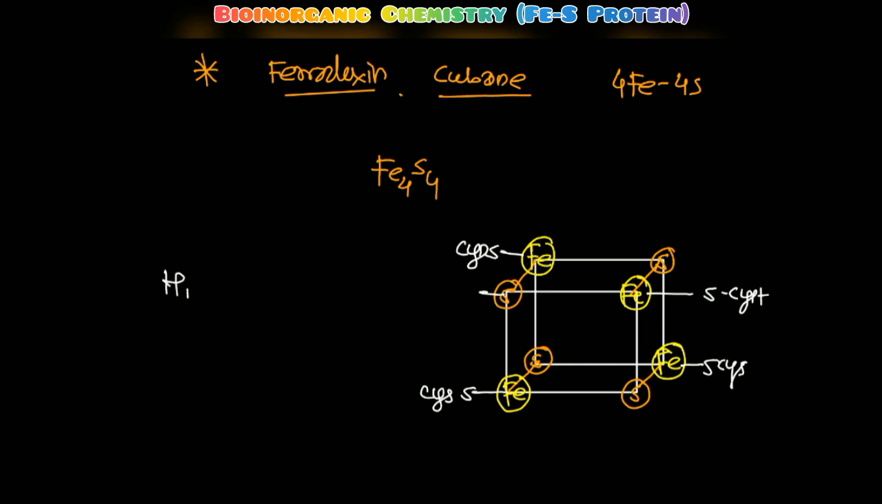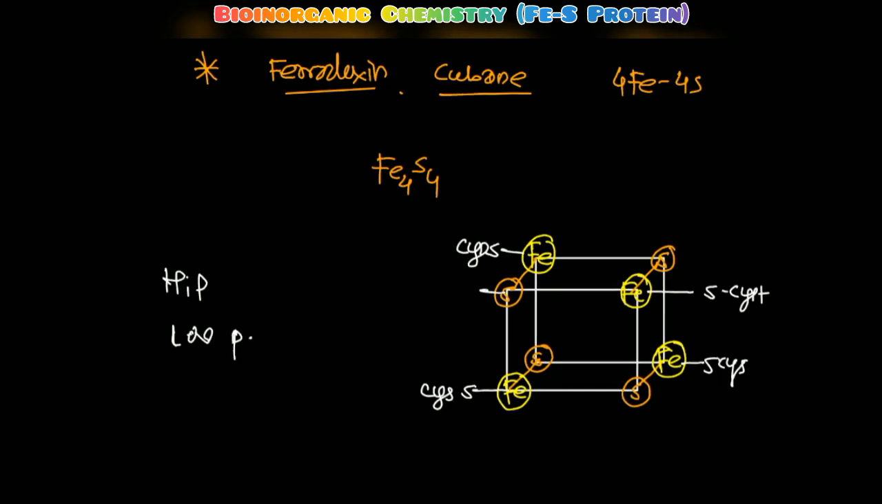There are two types of ferredoxins, called high potential ferredoxin and low potential ferredoxin, where high potential is in the positive, with a positive number, and low potential means it is in the negative. And again, it participates in the redox reaction.